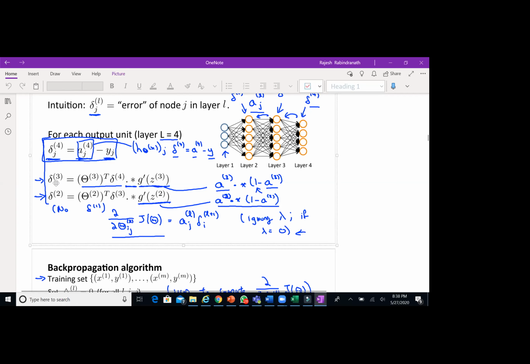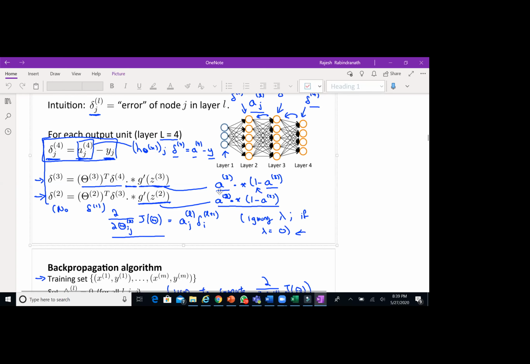So the error means this is a vector. The error vector on the third layer is equal to the parameters. You have to take all the parameters on the third layer, transpose it, multiplied by the vector of error in the fourth layer, element wise multiplication to the G prime of C3. Again, it is a partial derivative. G prime of C3. And the value of that is essentially this.